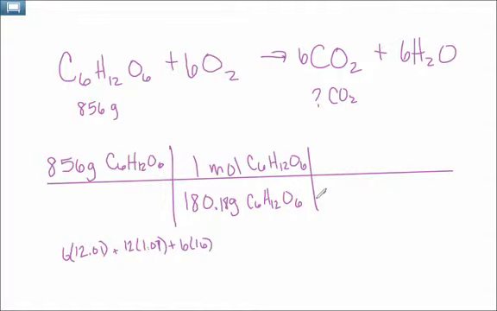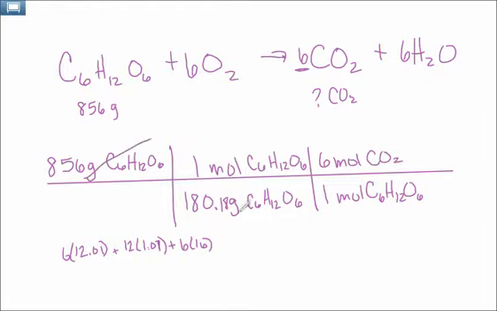So this is where we're going to convert from glucose to carbon dioxide. And so for every mole, every molecule of glucose, how many molecules of carbon dioxide do we get? 6. So for every mole of glucose, how many moles of carbon dioxide do we get? 6, right? Because they're equal amounts of atoms or molecules. So for every 1 mole of glucose, we get 6 moles of carbon dioxide.